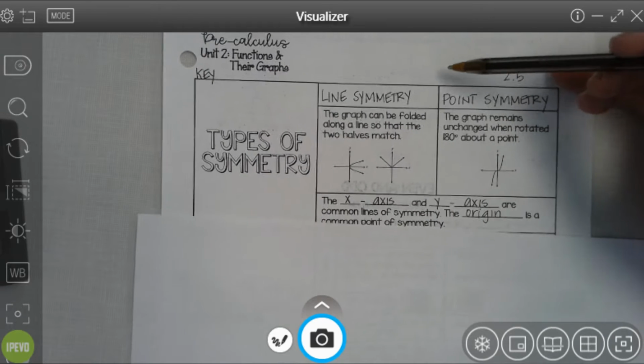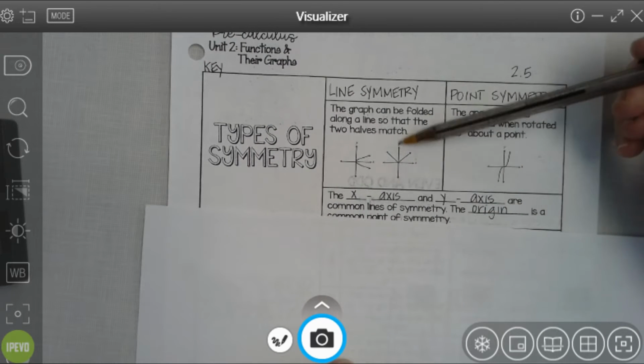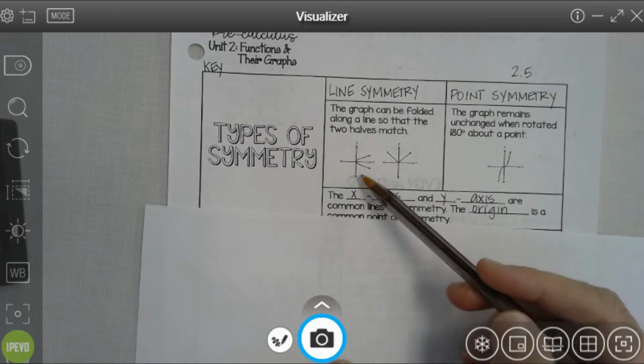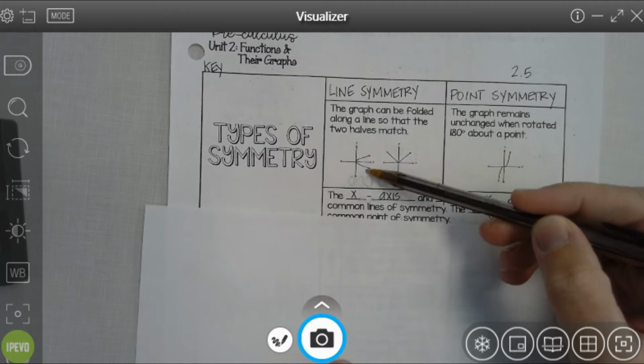All right, so we're going to talk about different types of symmetry first. So you can have a y-axis symmetry right here. So that's when you flip it. This is an x-axis symmetry. So if I flip this here, you get the picture back.